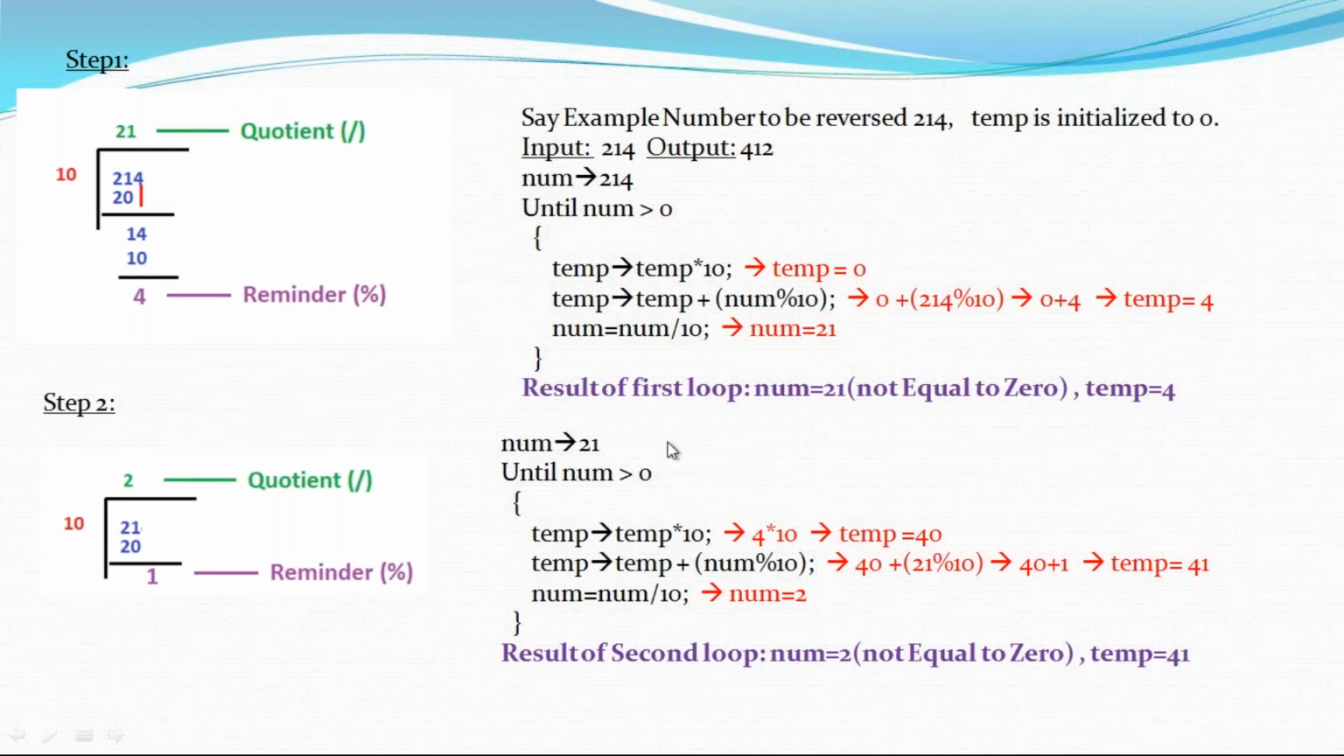So the loop continues. The result that we obtain from the first loop is num equal to 21 and temp equal to 4. So here num is greater than 0, so temp is assigned temp into 10, that is 4 into 10, that is 40. Temp is equal to temp plus num mod 10. Here num mod 10 will be 1. So 40 plus 1 gives us 41. Num is equal to num divided by 10. This gives the result of 2. So the result of the second loop is num equal to 2, which is greater than 0, and temp equal to 41. So the loop continues.